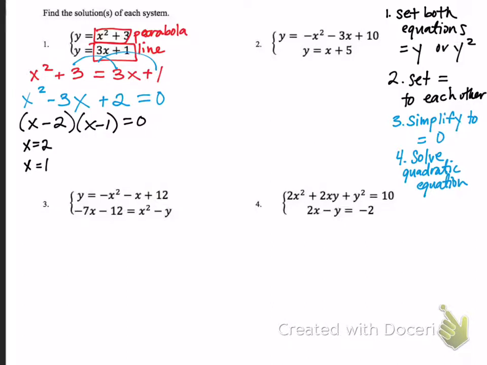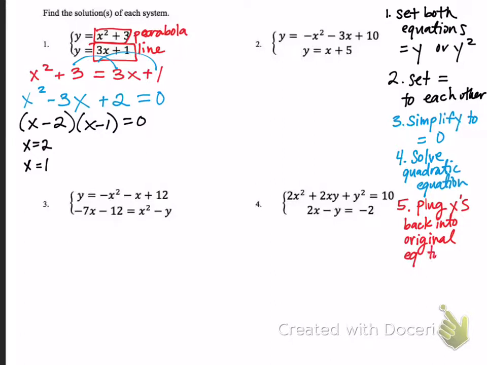But I want my answers to be in ordered pairs, so I'm going to have two solutions, but they're ordered pairs. So I have the two x values. Now I need to solve the y values. So last step is plug x's back into the original equation, and it doesn't matter which one. In this case, the line would be easier to plug back into because there aren't x squareds and things like that.